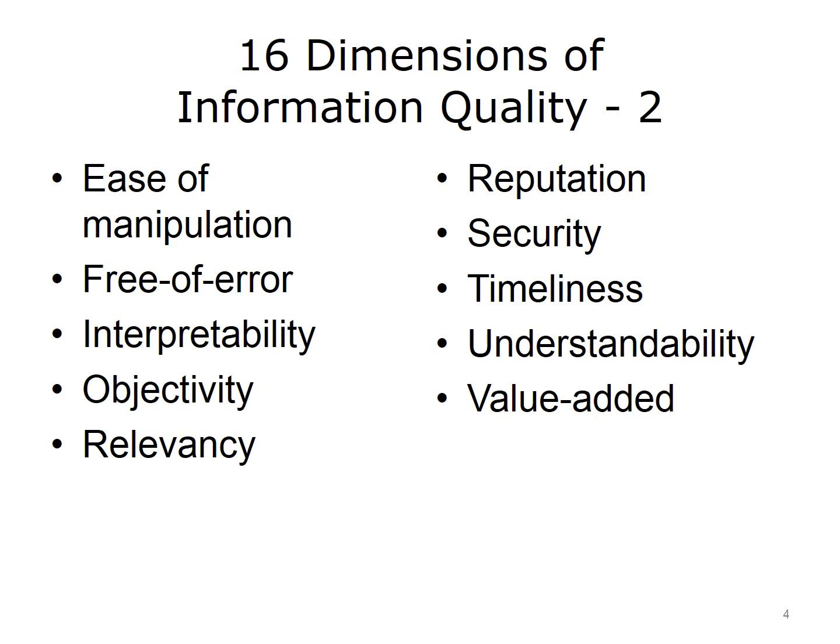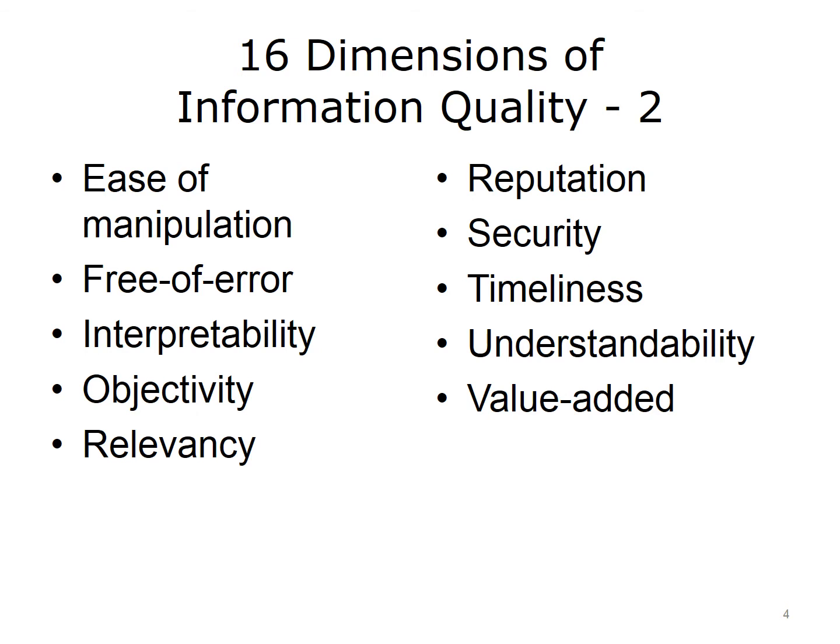This slide continues the list of the 16 dimensions of information quality. Ease of manipulation. The extent to which data is easy to manipulate and apply to different tasks. One aspect of ease of manipulation would consider the ability to accurately and consistently connect one data set with another related data set for analysis. Free of error. The extent to which data is correct and reliable. Analysis of this dimension would examine accuracy issues at various stages of the information processing life cycle.